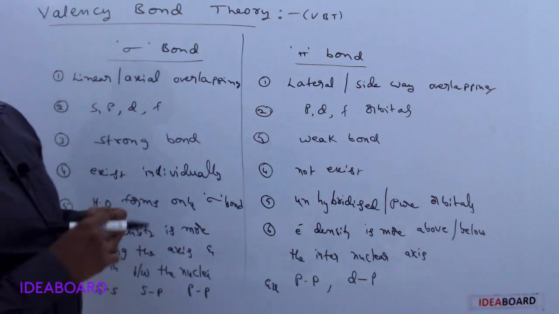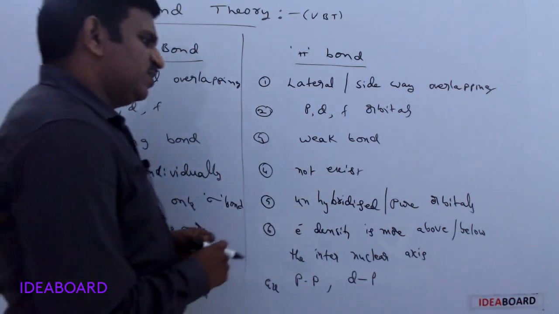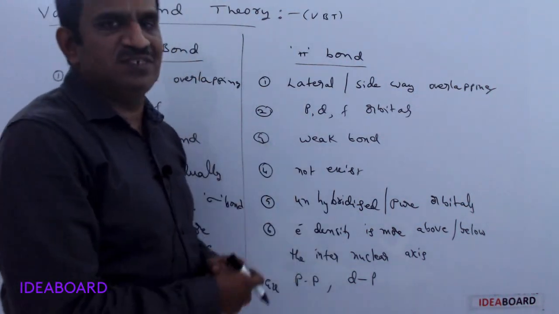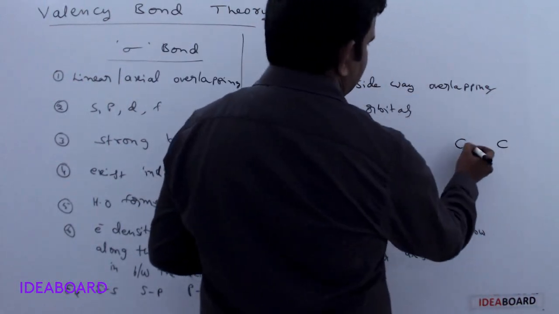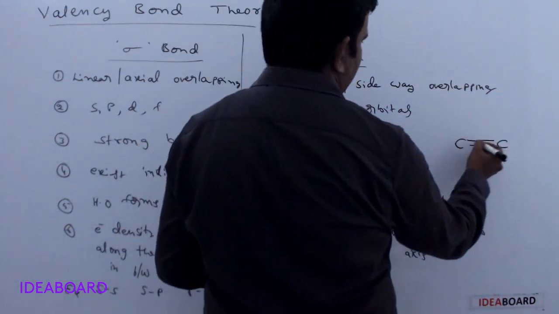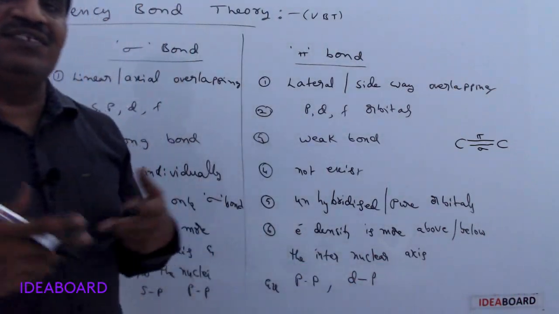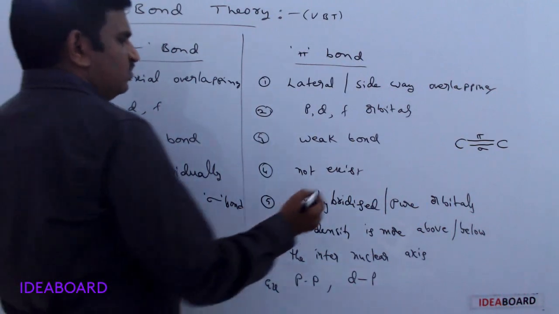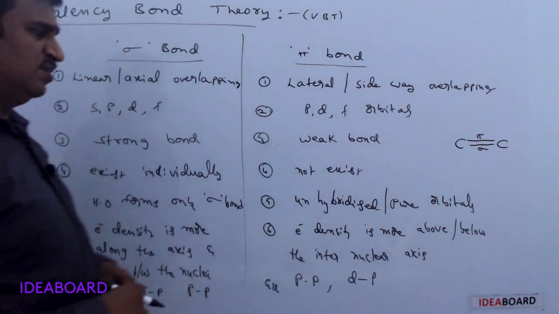Sigma bond exists individually between two atoms. The first bond formed is a sigma bond, and the pi bond does not exist individually; it is only present between two atoms after the sigma bond formation. Suppose there is a carbon-carbon double bond: the first bond formed is always a sigma bond, and then the next bond formed is a pi bond. So sigma bond can exist individually, but pi bond doesn't exist individually. It is formed only after the formation of a sigma bond.